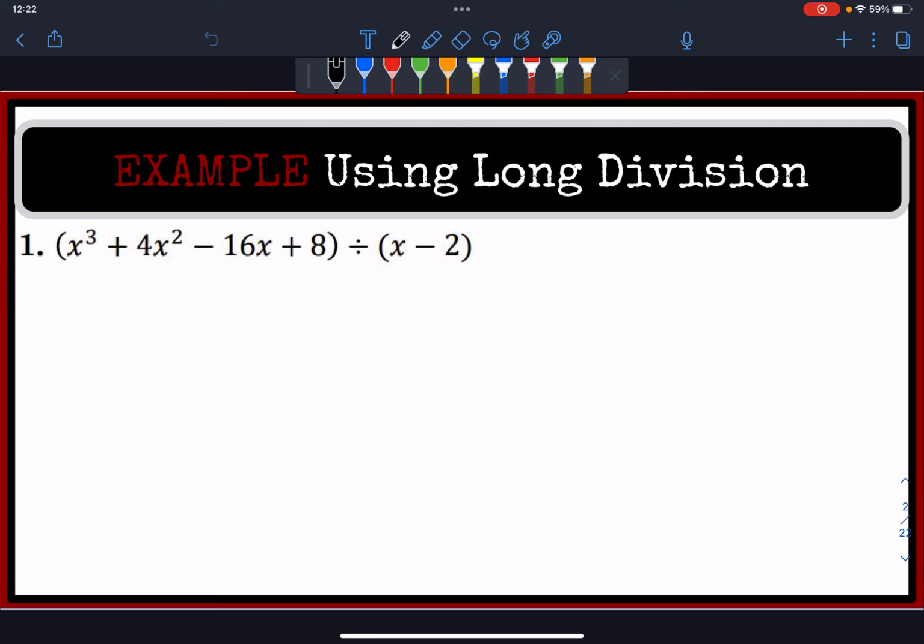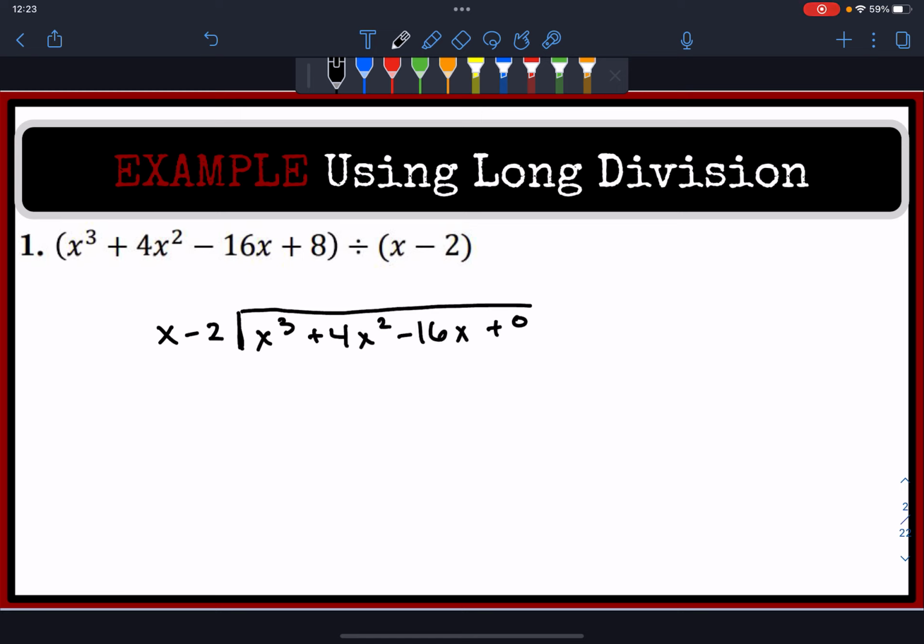So here we're going to set up our long division problem by creating an inside-outside box. So we have again our x minus 2 on the outside, our divisor, and inside our division box we're going to write our polynomial of x to the third plus 4x squared minus 16x plus 8. So we set up long division again, just like normal long division. So we have our inside and our outside.